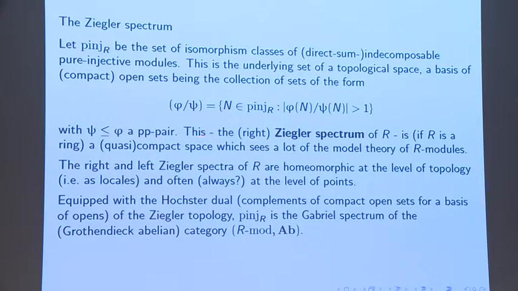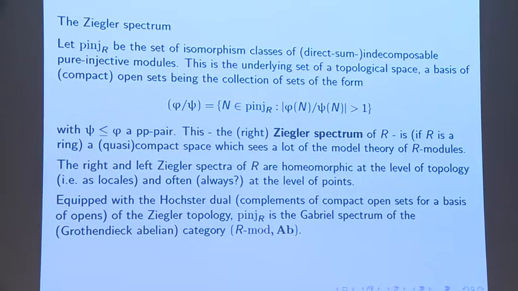These are actually the compact opens. I should say if R is a ring with one or frankly many objects, it's compact. Otherwise, if you've got infinitely many objects in R, it won't be compact, but the basic open sets still will be compact. And this turned out to be an extremely useful space for the model theory of modules in various ways.